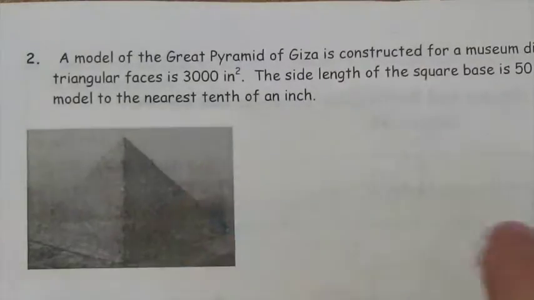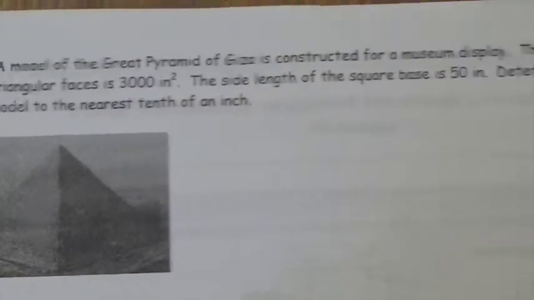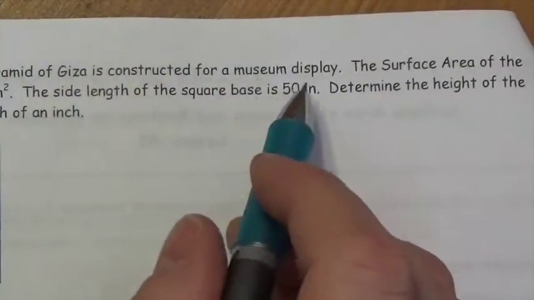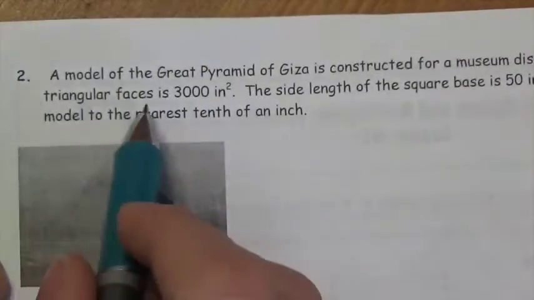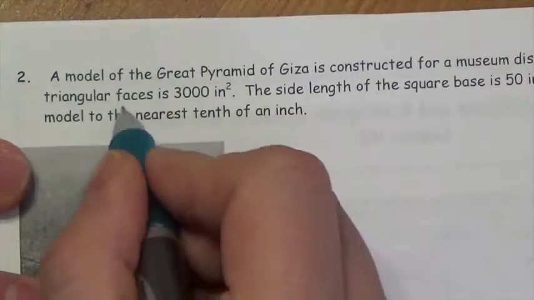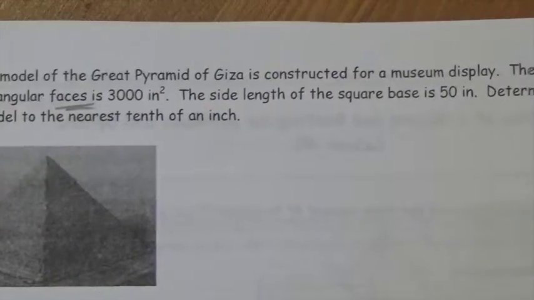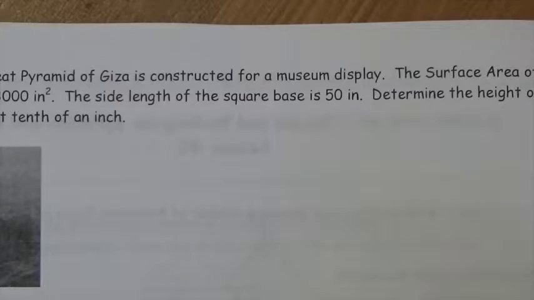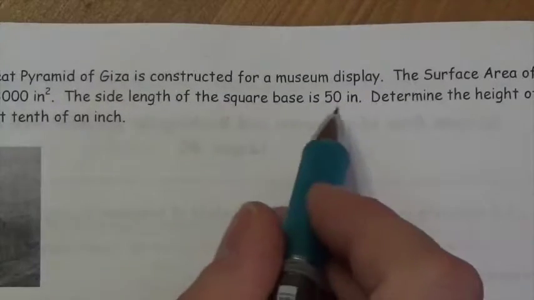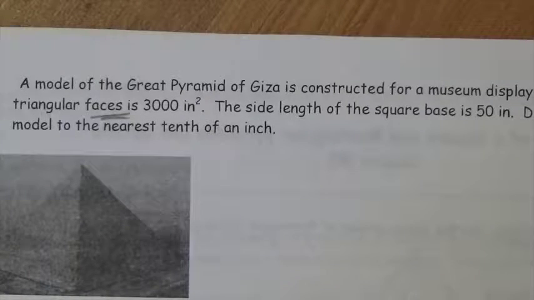So in this question, we read that the model of the Great Pyramid of Giza is constructed for a museum display. The surface area of the triangular faces, and now that's plural, is 3,000 inches squared. That means all of them together, 3,000 inches squared. The side length of the square base is 50 inches. Determine the height of the model to the nearest tenth of an inch.